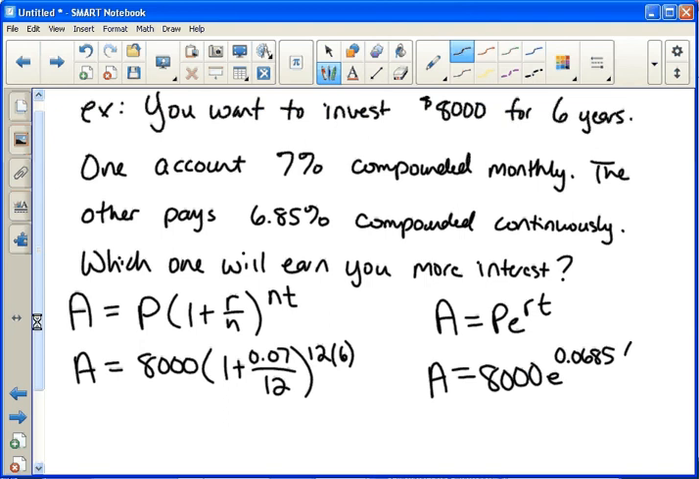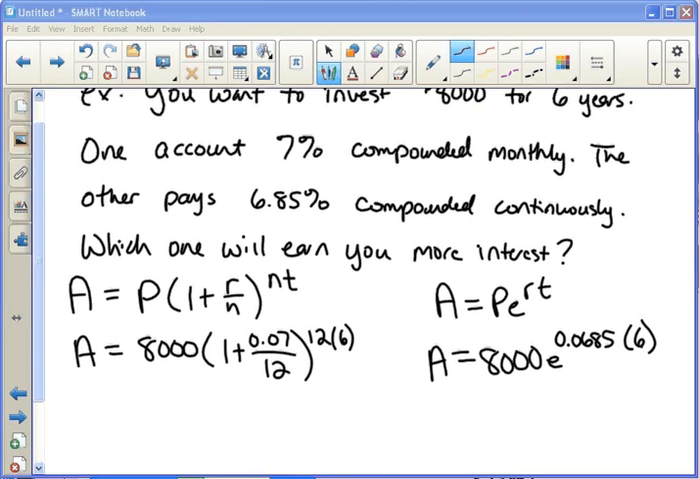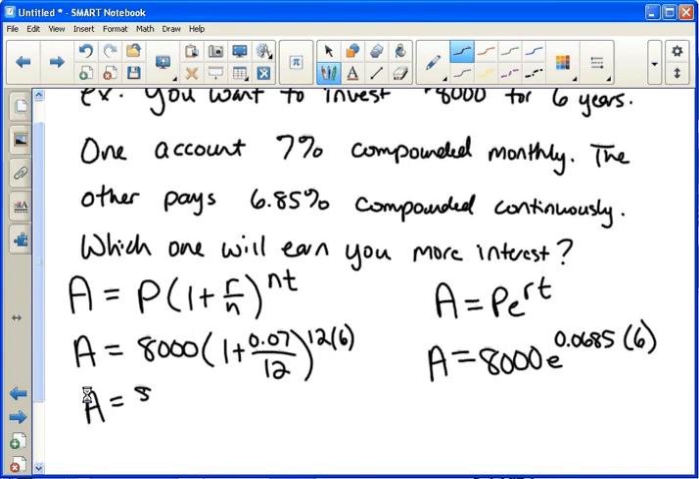So take a second, plug those both into your calculator, and then compare what you get with the two bank accounts. Okay, if you plug that into your calculator, for the first one, the 7% account, you're going to get $12,160.84. That's pretty cool. You put this money in this bank account for 6 years, and next thing you know, instead of $8,000, you have $12,160.